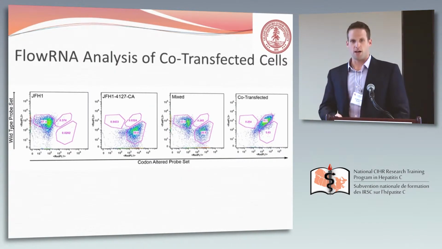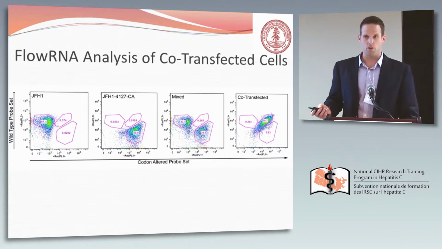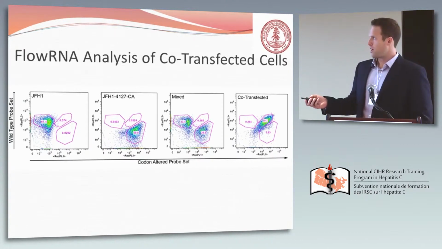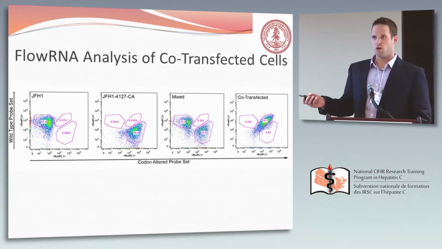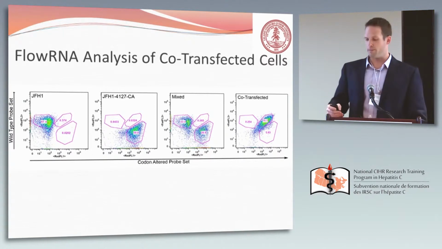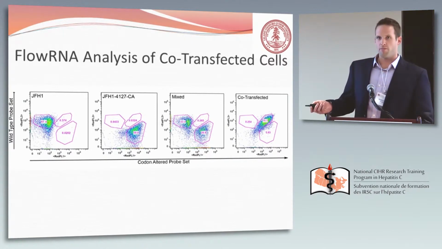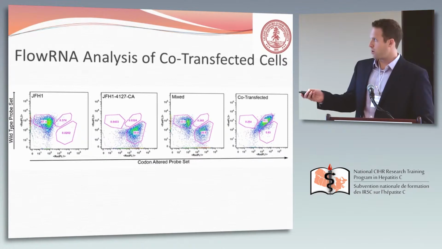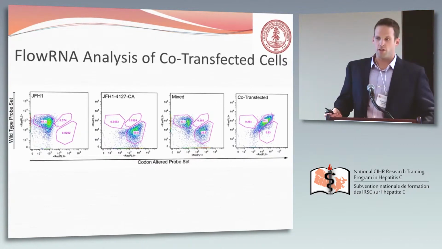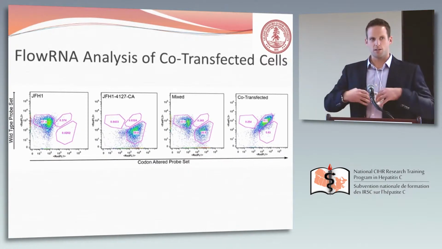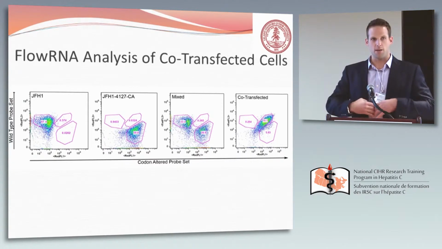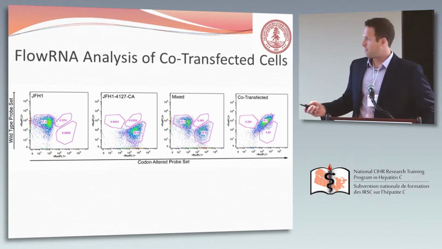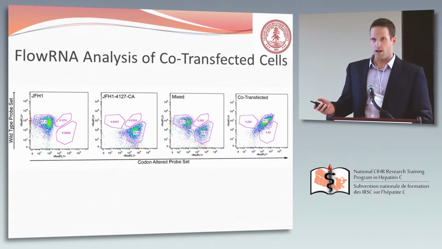The next part of this, I got some help from a postdoc in Gary Nolan's lab at Stanford, and we took this RNA in situ hybridization technology and applied it to flow cytometry. So these are HUH 7.5.1 cells that are transfected with either our wild type virus or our codon-altered virus. The third sample is one where I've mixed the 2 singly transfected cells into the same sample and run them through the cytometer. And in the 4th sample, we've got co-transfected cells.